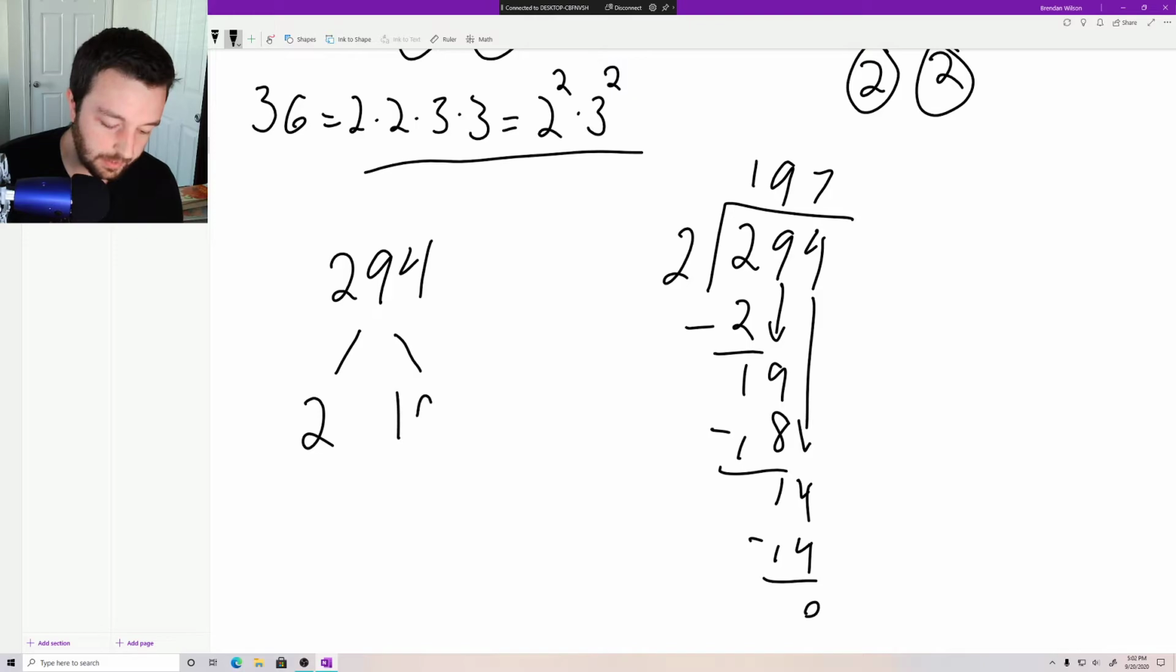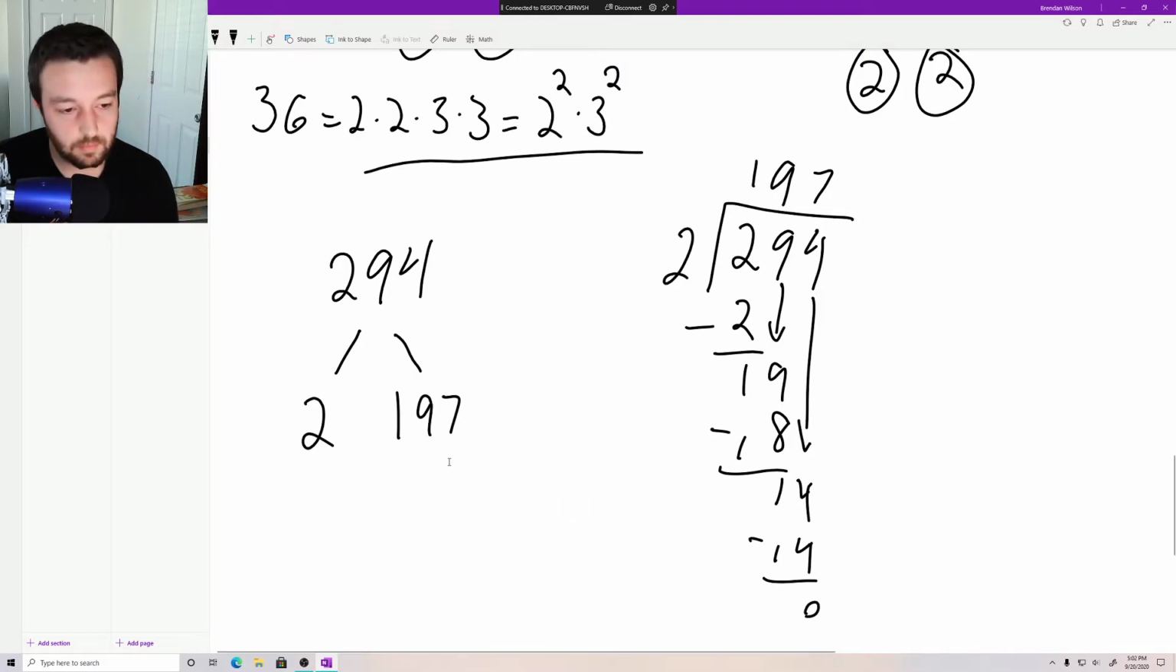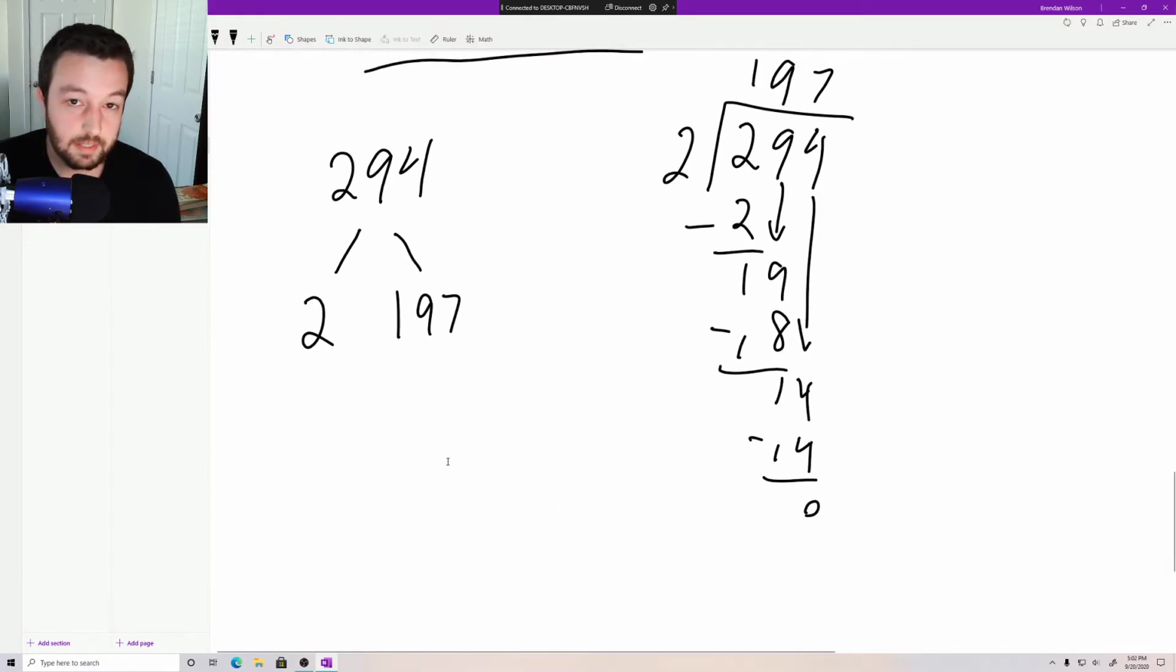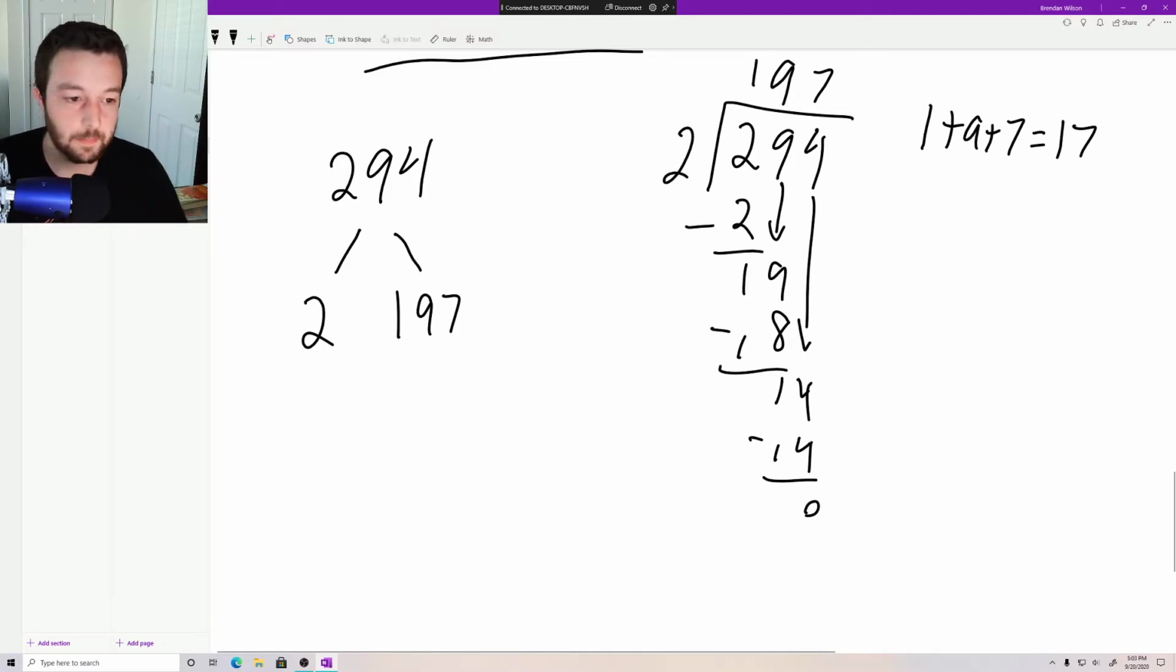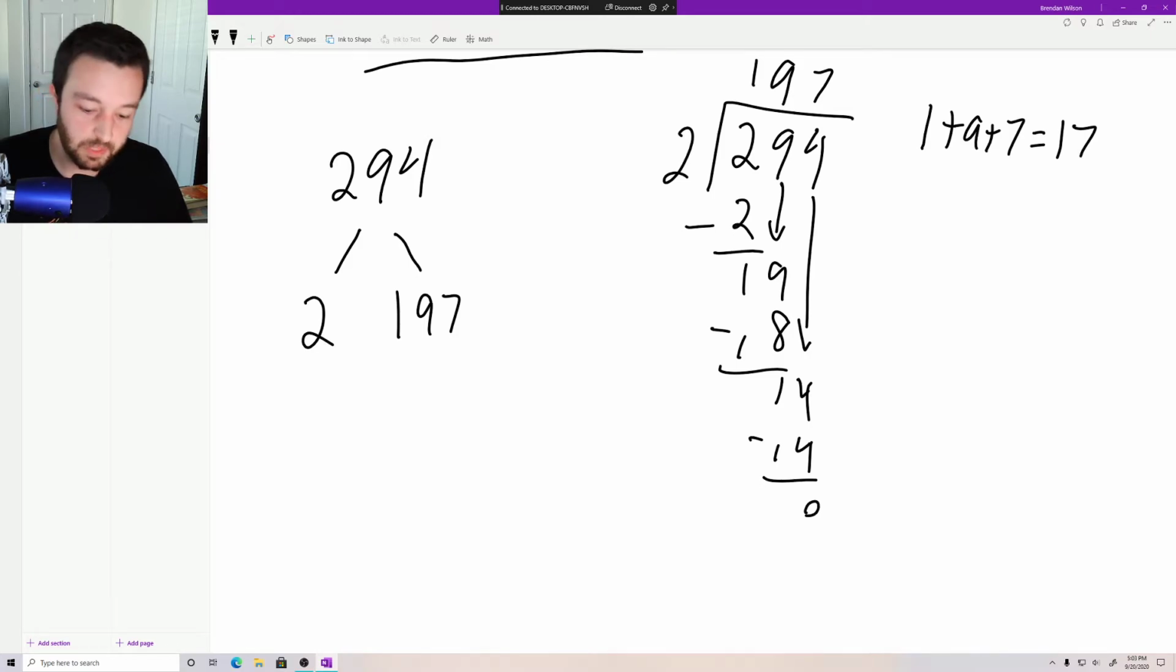Okay, so we get 197. So 197 is a little tricky. I don't know what that's divisible by. Let's think about it. It's not divisible by 2. It's not divisible by 3 because 1 plus 9 plus 7 is 17, right? Which is not divisible by 3. Not 5. We can try 7.